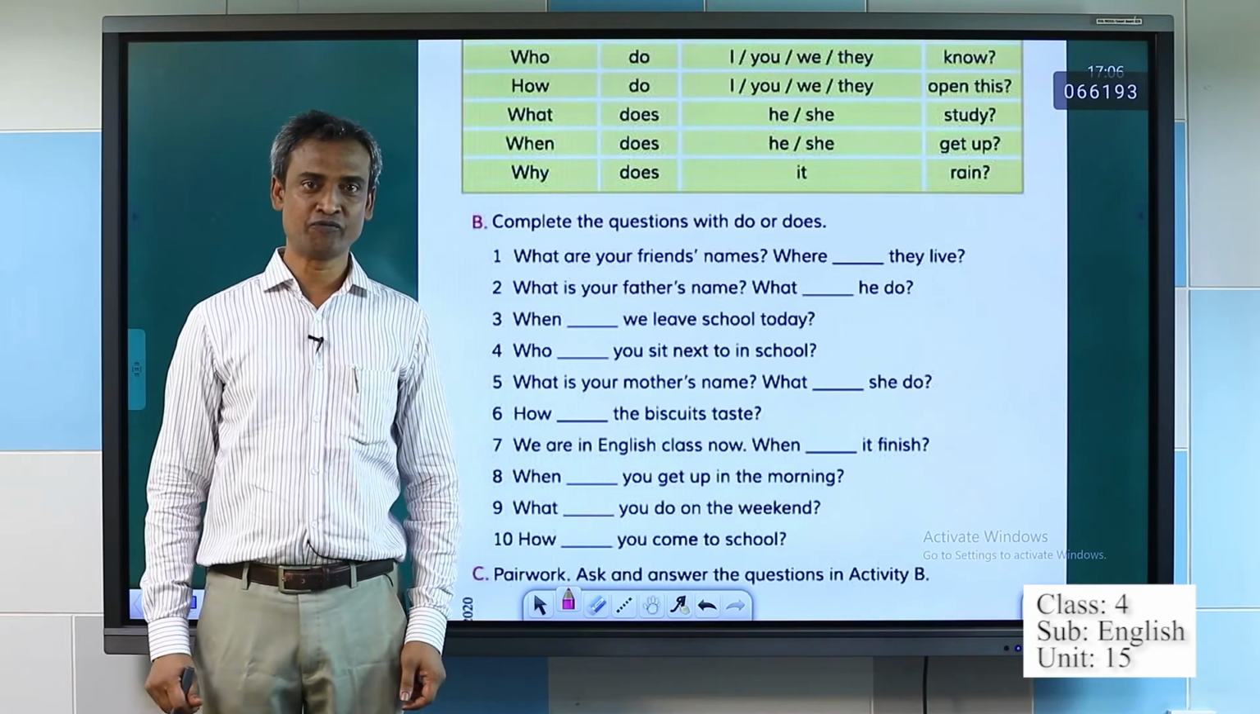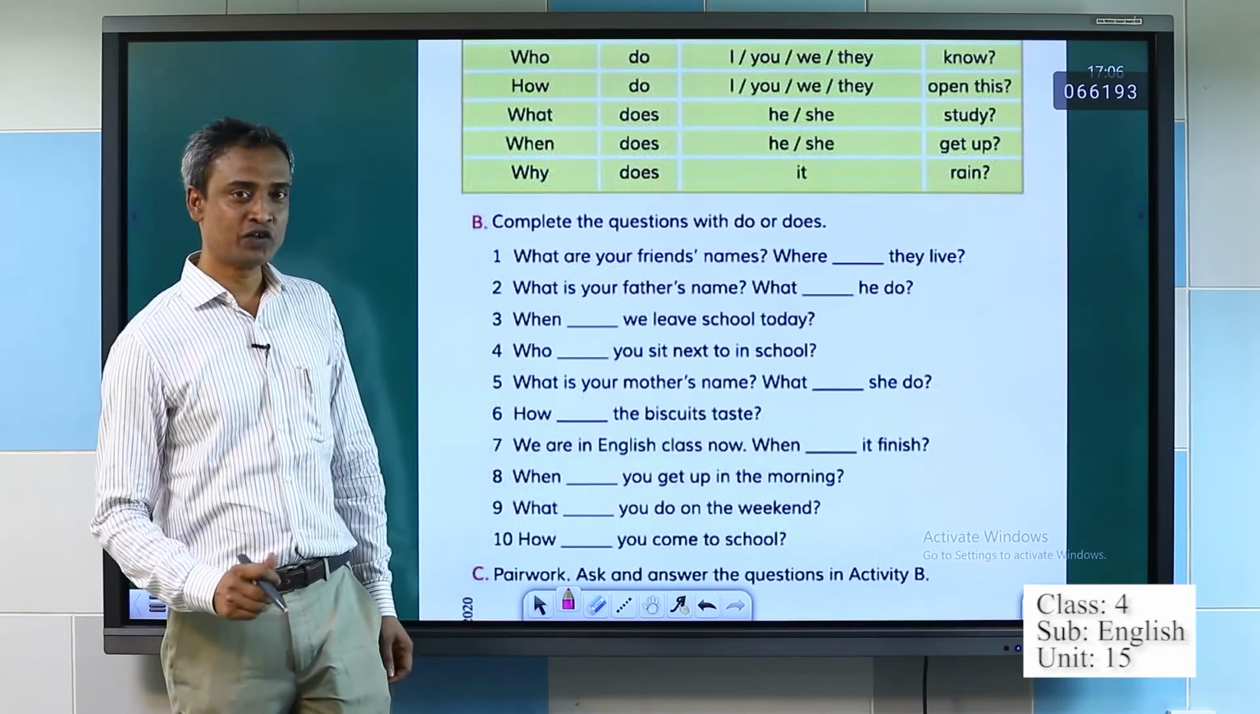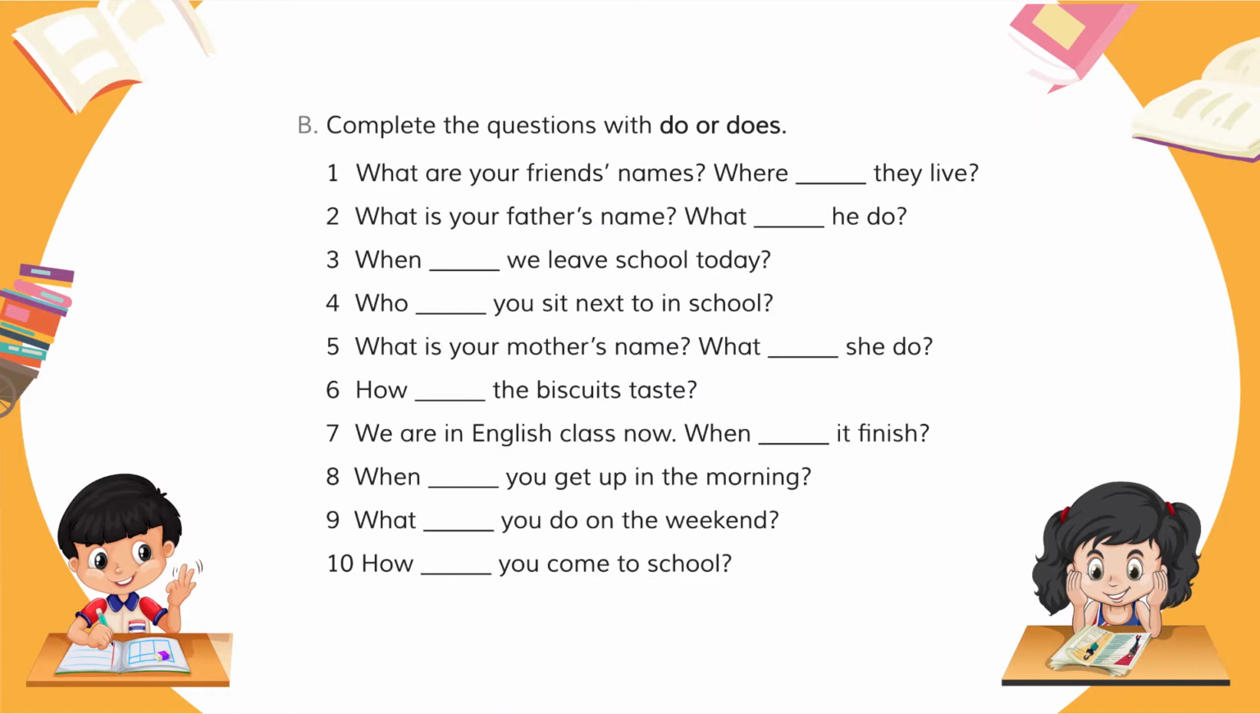Dear students, I hope you have finished it. Okay, now let's check the answer. What are your friends' names? Where do they live? They আছে এজন্য আমরা এখানে কি ব্যবহার করব? Do. Where do they live? তারা কোথায় বাস করে? Okay.